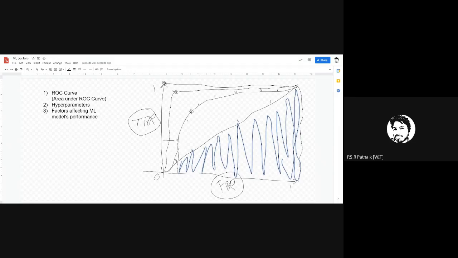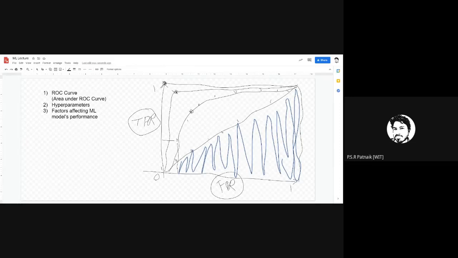How much is this area which I have just put with the zigzag lines of the overall rectangle? Half of that square. So half of that square is nothing but 0.5. That's why in the last lecture, when I said that the area under this ROC curve should be greater than 0.5, what I'm expecting is that the curve should not be a straight line.